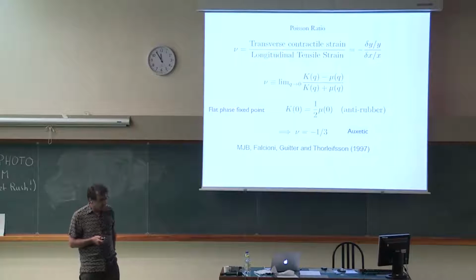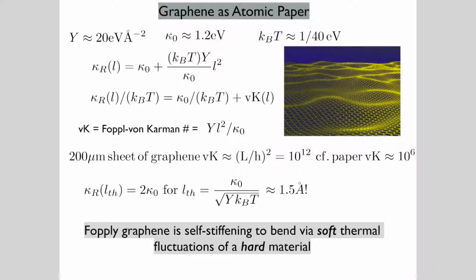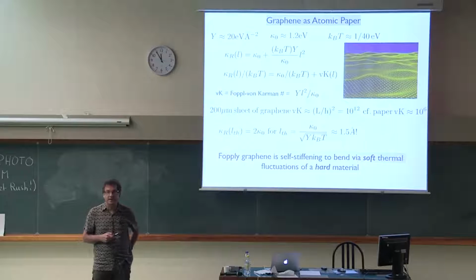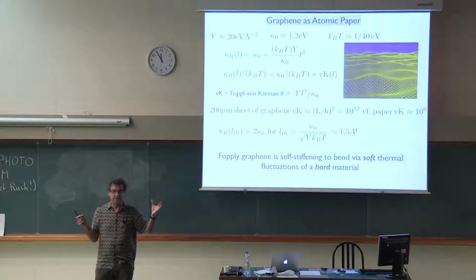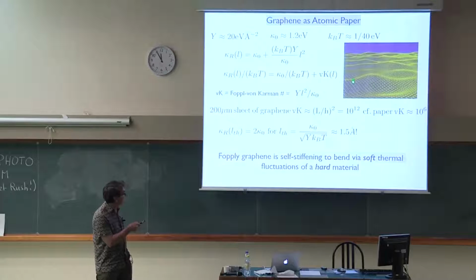So let's get to graphene as atomic paper. Several things going on here. The Young's modulus of graphene is 20 electron volts per angstrom squared. Remember, it's an energy per unit area, so we have to multiply by an area to get an energy. The bending rigidity of graphene at atomic scales is about an electron volt. What else is it? It's quantum mechanical bonds. It's a beautiful triangular, trivalent graph with carbon-carbon bonds, which have a length scale of like 1.4 angstroms. So it has to be electron volt energy scales.